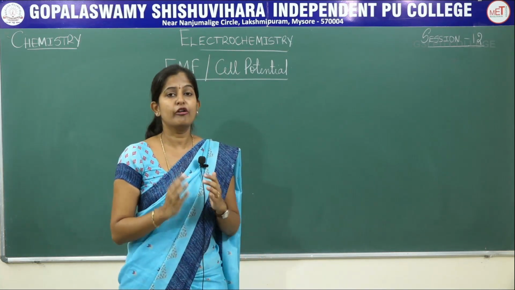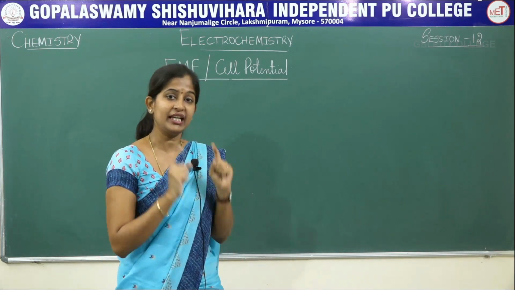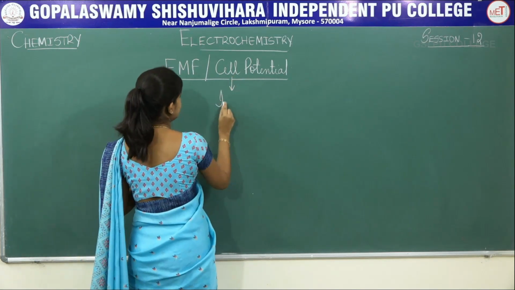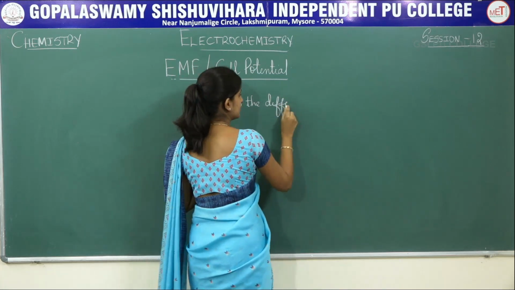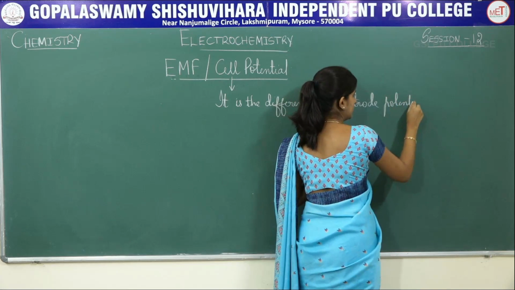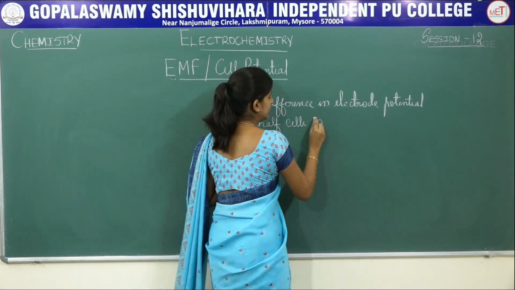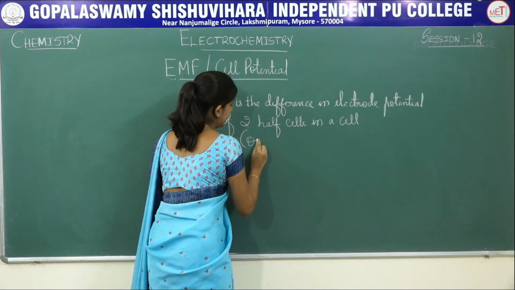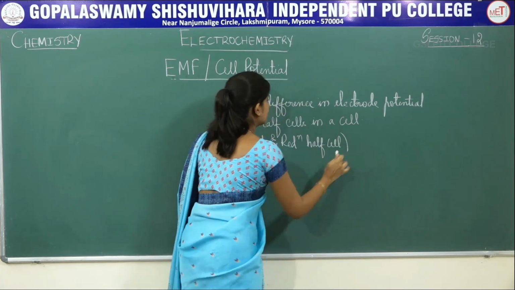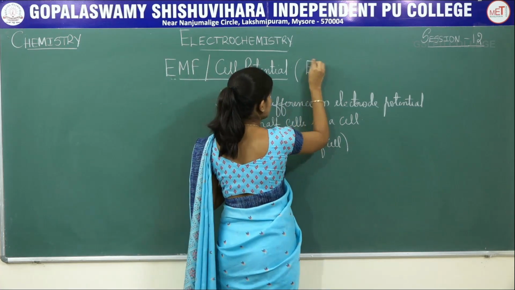This difference in electrode potential of two half cells in a cell is called your cell potential. Very simple. It is the difference between the electrode potentials of the two half cells, the oxidation half cell and the reduction half cell. So I can define cell potential as the difference in electrode potential of two half cells in a cell. It is symbolized by E cell.